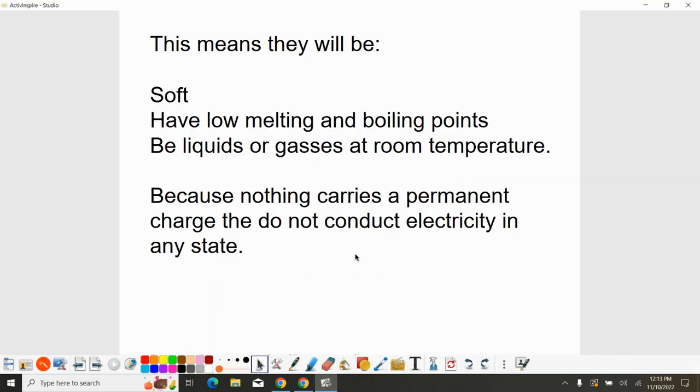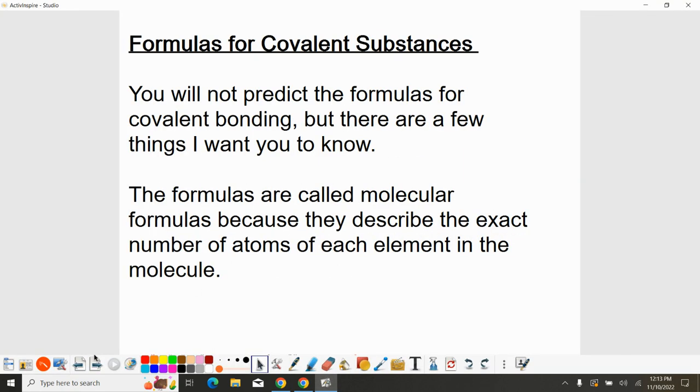Next up are the types of formulas that we use for each one. In our ionic substances, we use things called empirical formulas. Empirical formulas are ratios. They don't tell us the actual numbers of anything. They just tell us the ratio of elements that are in that particular compound. In our covalent substances, we use molecular formulas. We actually describe the molecules, the number of atoms of each element that you find in the molecule.